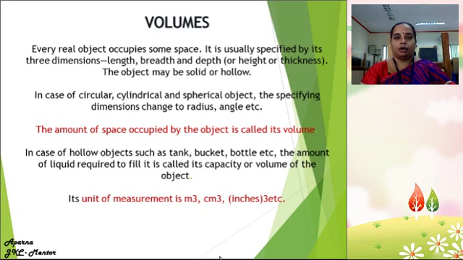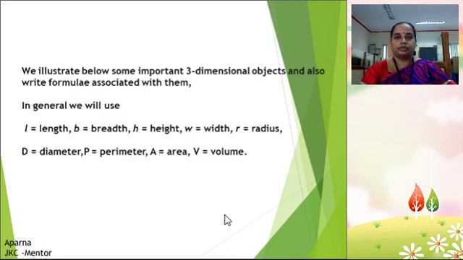In the case of hollow objects such as a tank, bucket, bottle, etc., the amount of liquid required to fill it is called its capacity or volume. The units of measurement for volume are m cube, cm cube, inches cube, etc. We illustrate below some important three-dimensional objects and also write formulas associated with them. In general, we will use L, B, H, W, R, D, P, A and V, where L stands for length, B for breadth, H for height, W for width, R for radius, D for diameter, P for perimeter, A for area and V for volume.